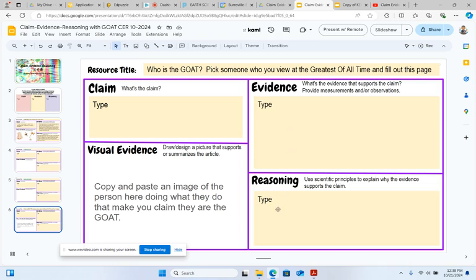And then finally, reasoning. I want you to explain, how does this evidence support the claim that he's the best? Okay. And that's it. That's it for this assignment. So go through this, get that done, and we'll have that due on Monday. But hopefully you're working on this throughout class today with the sub. All right, I'll be keeping an eye on any notes that the sub takes.